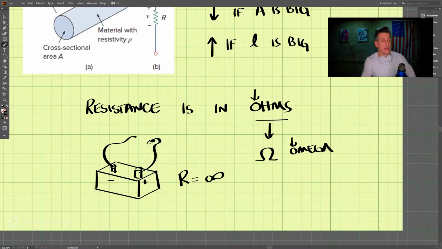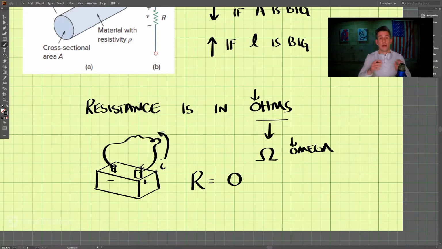Okay, now if we connect those wires, the current flows. And I becomes very big. So our resistance here is approximately 0. Very close to 0 if we connect a battery this way. Okay, so we have resistance being very big and resistance being very small as 0.